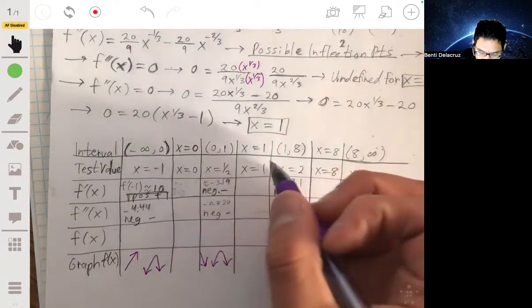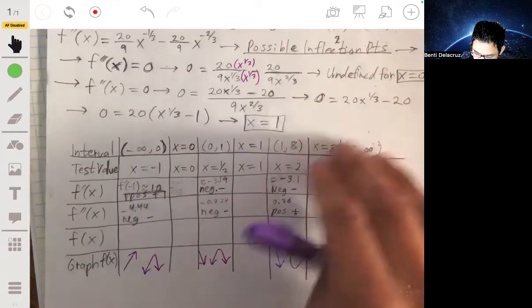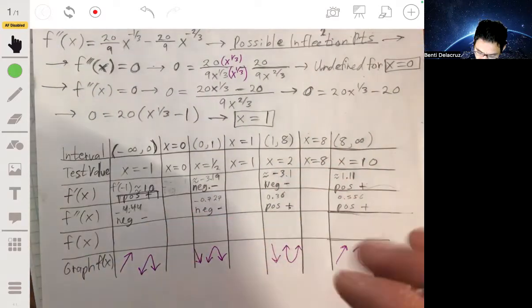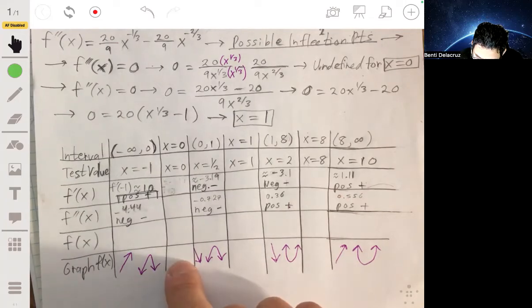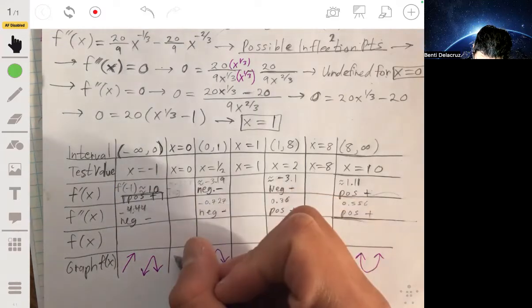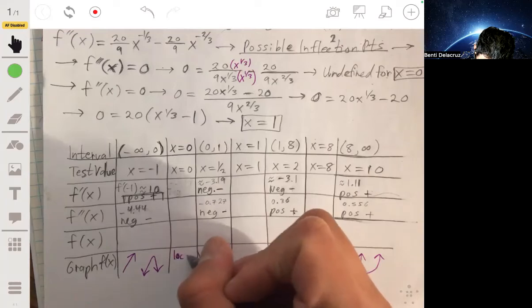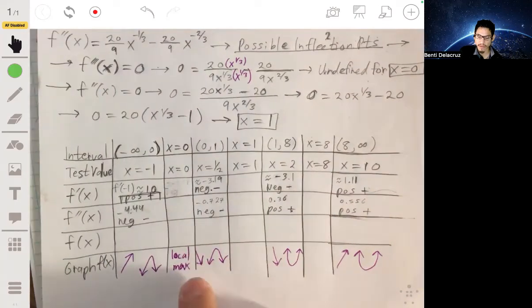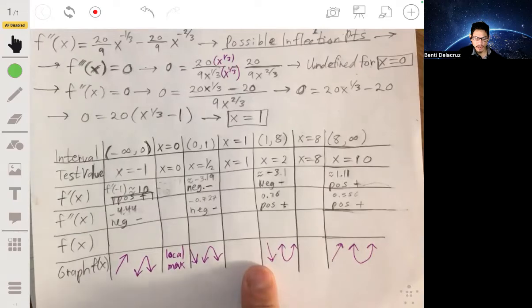All right, so now let's see. Since there's no undefined values in the domain, there's not going to be any vertical asymptotes. So here, let's see what we got going on with the graph. It's increasing to the left of this x value and decreasing to the right. So then this is going to be a local max, because it's going upwards and downwards.